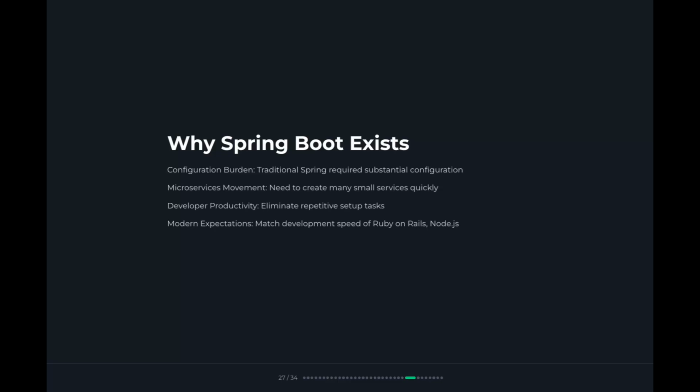Developer productivity. The Spring team recognized that most applications follow common patterns. Why should every developer repeatedly configure the same components? Why can't the framework make intelligent decisions based on what's in the project? Modern development experience. Developers coming from frameworks like Ruby on Rails and Node.js expected faster development cycles, simpler deployment, and less boilerplate. Spring needed to modernize to stay competitive.